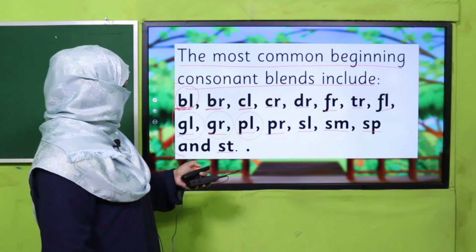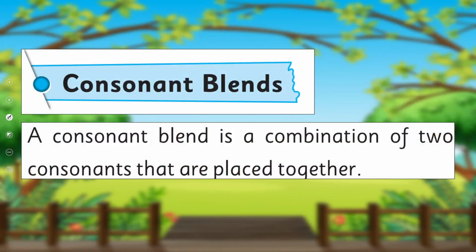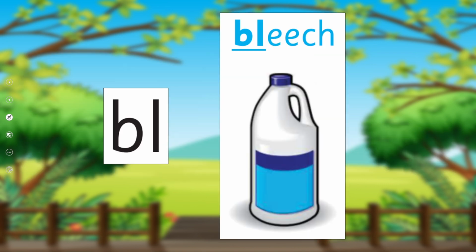Now look at these words. This is the definition given in your book. A consonant blend is a combination of 2 consonants that are placed together, right? Now look at this. This is a word, and at the beginning of this word, you find a consonant blend. How will you say this word? First, you will blend these 2 letters' sounds: bl. So how will you say it? Bleach. You quickly blend the sounds and pronounce it. Bleach.